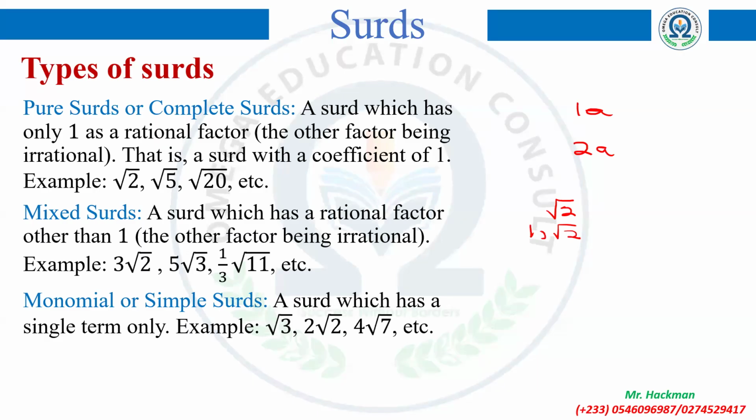Okay, so look at what we have here. We said it is a set which has only one as a rational factor. So you have 2 factors. You can see that 1 is a rational factor. 1 is a factor, but it's rational. But root of 2, the other factor that you have here, is irrational. Remember, I said that all sets are irrational numbers.